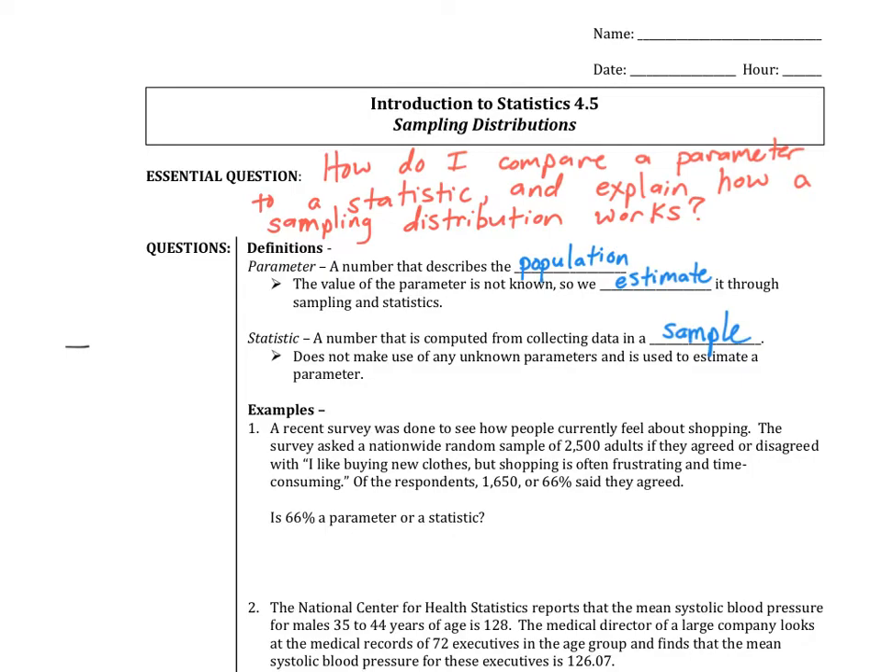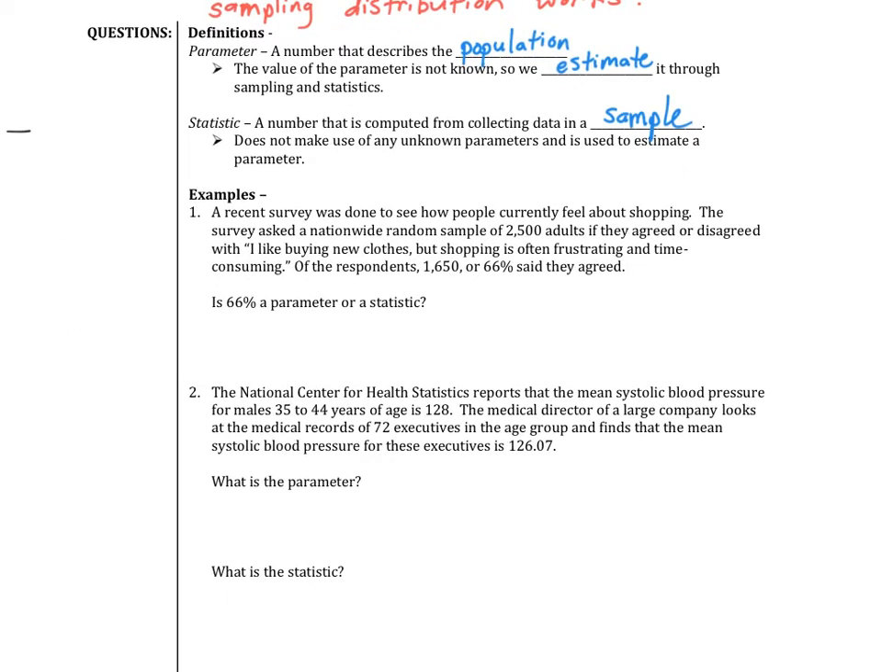All right, so for example, if a recent survey was done to see how people currently feel about shopping, the survey asked a nationwide random sample of 2,500 adults if they agreed or disagreed with, I like buying new clothes, but shopping is often frustrating and time-consuming. Of the respondents, 1,650, or 66%, said they agreed. Okay, is 66% a parameter or a statistic?